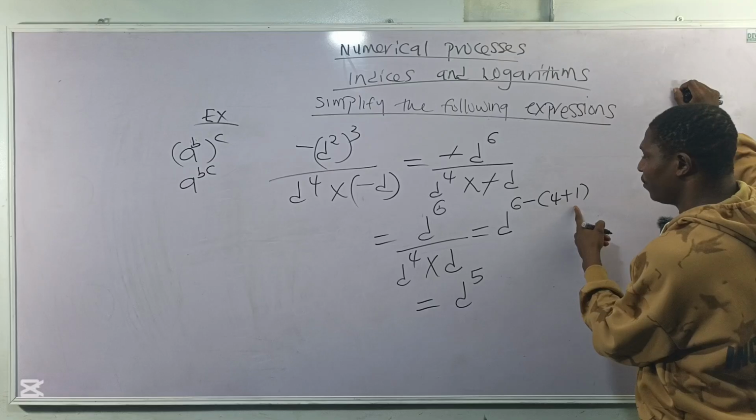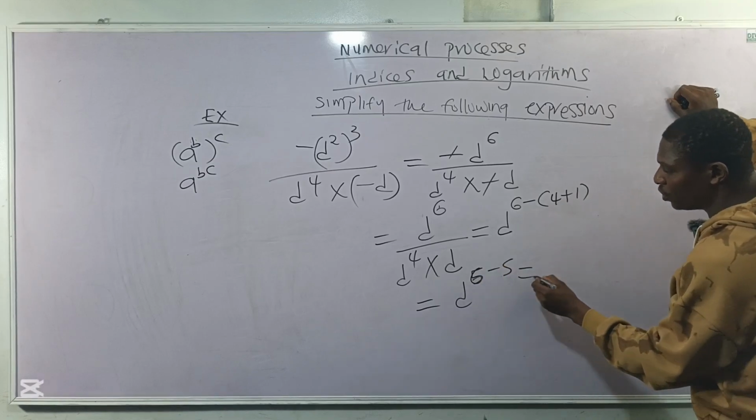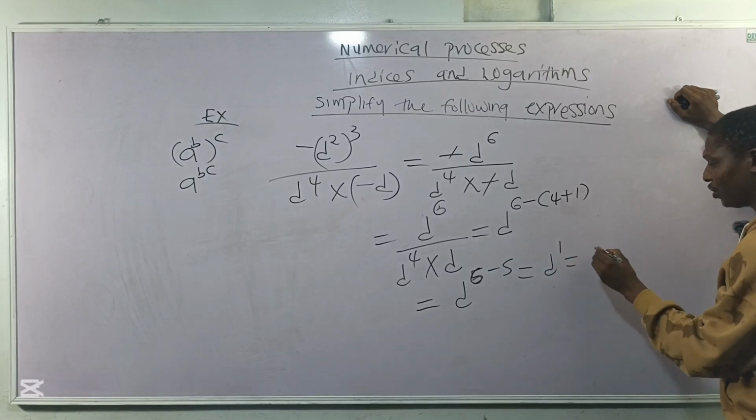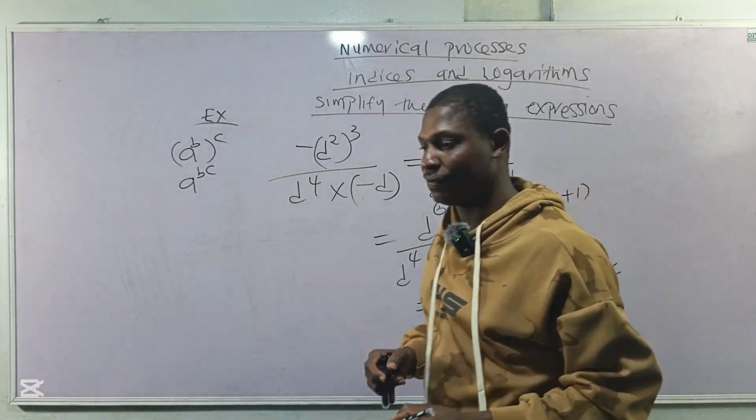4 plus 1 will give me 5. So I have 6 minus 5, which gives me d raised to power 1. And anything raised to power 1 is that same expression, which is d as our final answer.